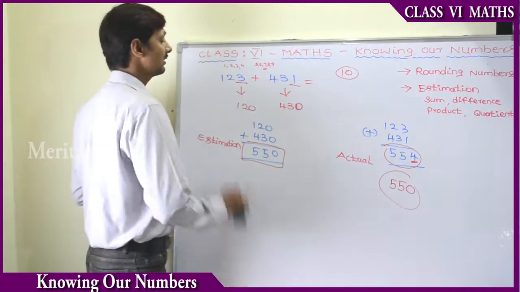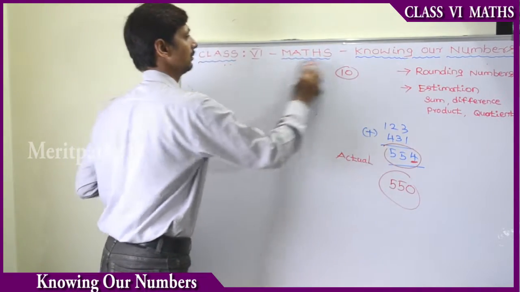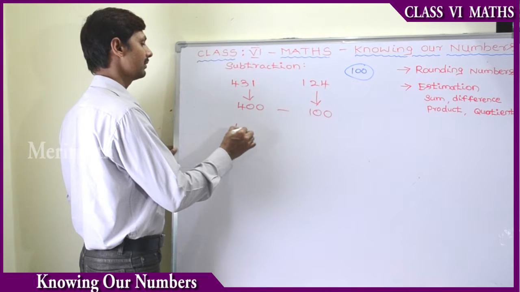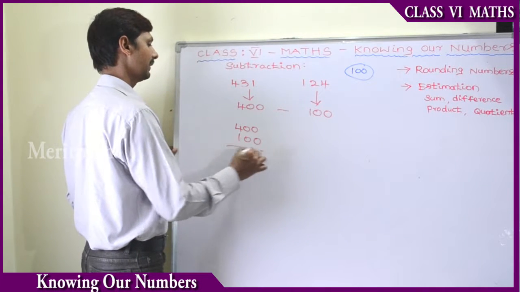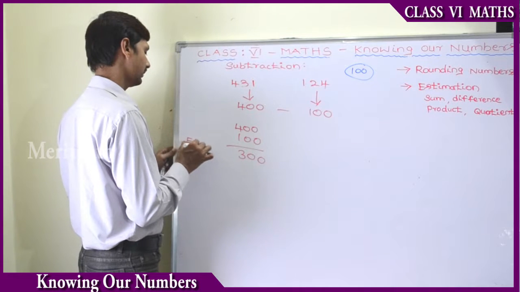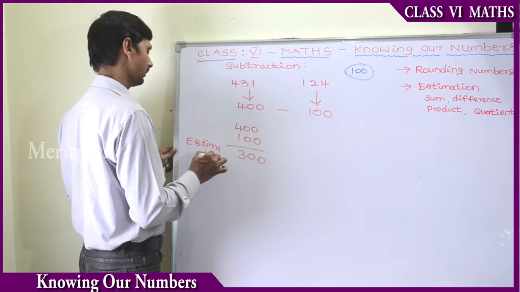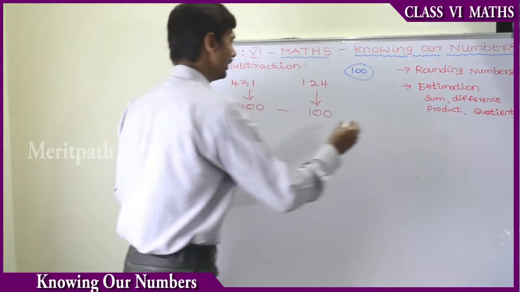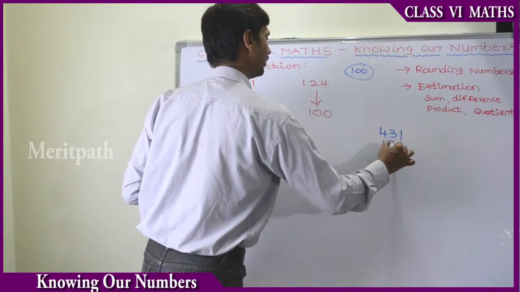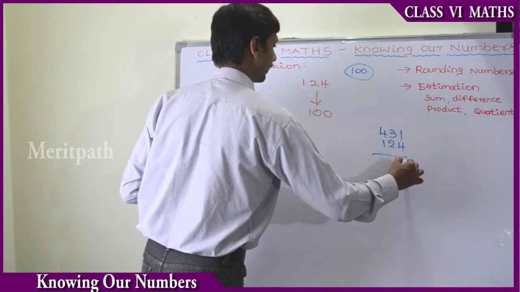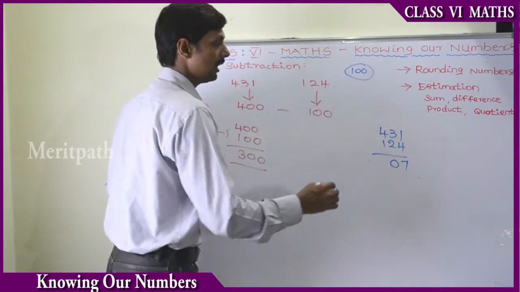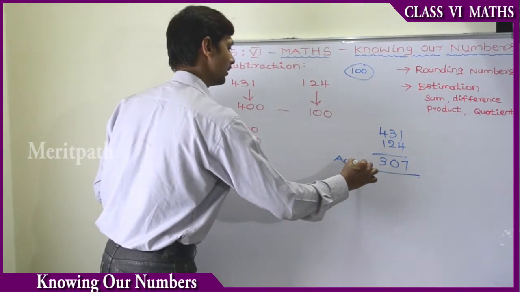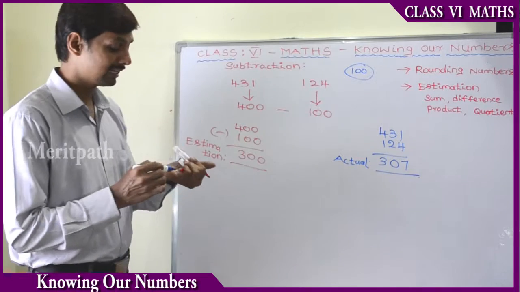So let's take an example for the subtraction. After rounding these numbers, let us subtract: 400 minus 100 will be getting 300, and this is the estimation. In the actual subtraction, let us see 431 minus 124, we get 307. This is the actual subtraction.